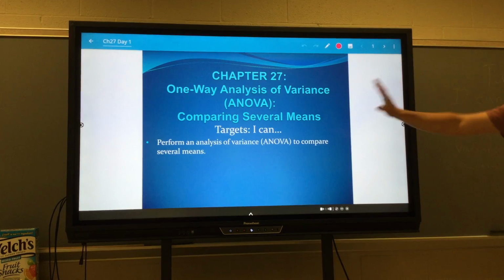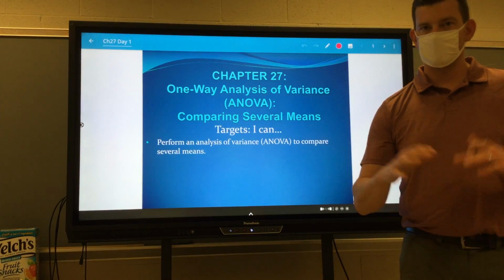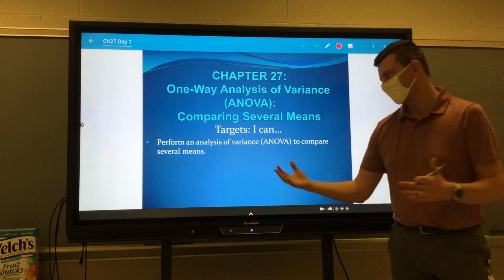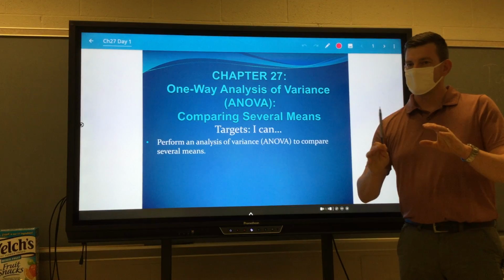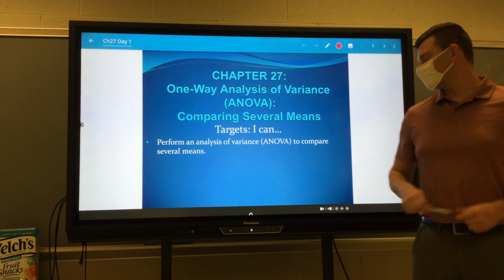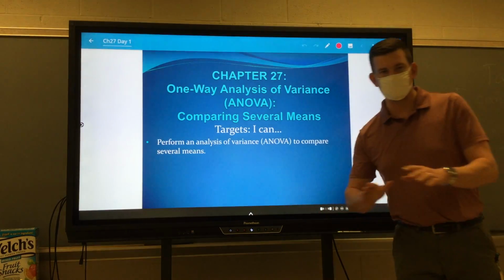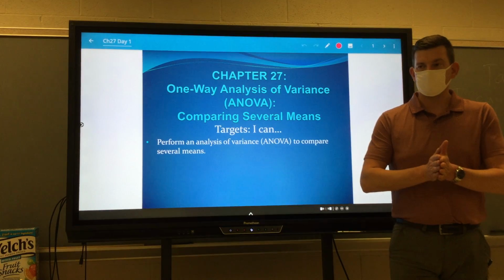So we have our target here. We're looking at this analysis of variance, called ANOVA, as I said. The purpose of this is to compare several means against each other. And you're going to see some similarities today between ANOVA and what we did with chi-square.